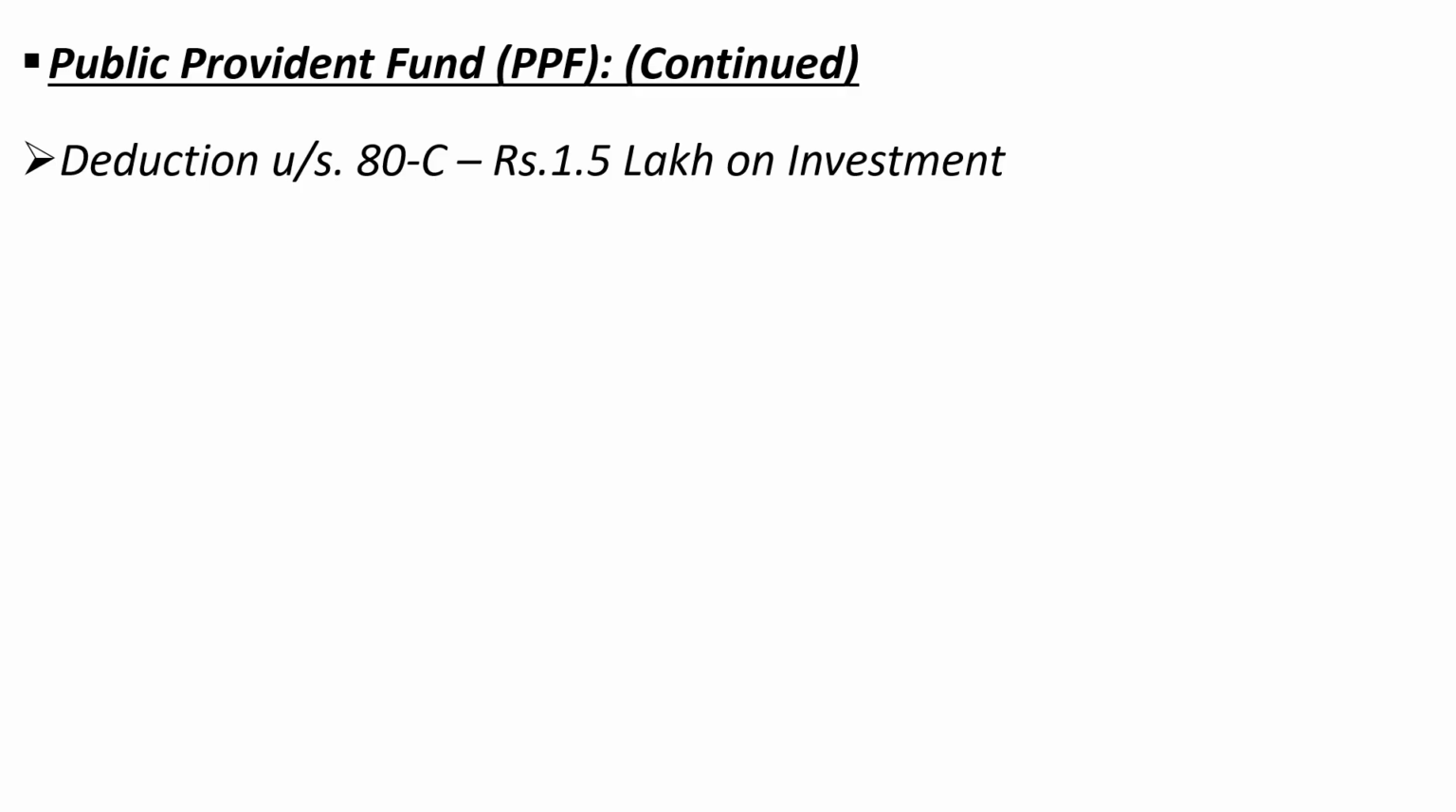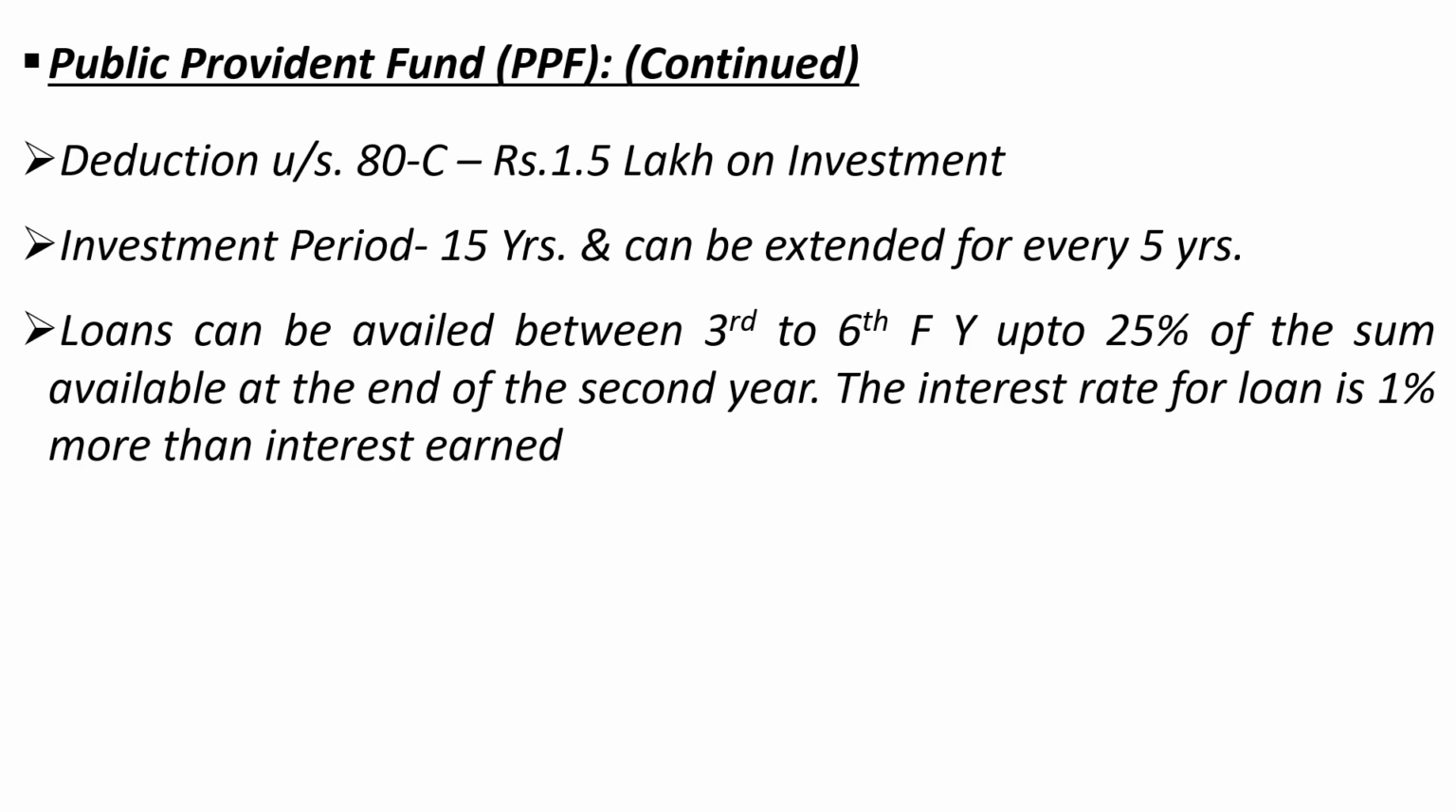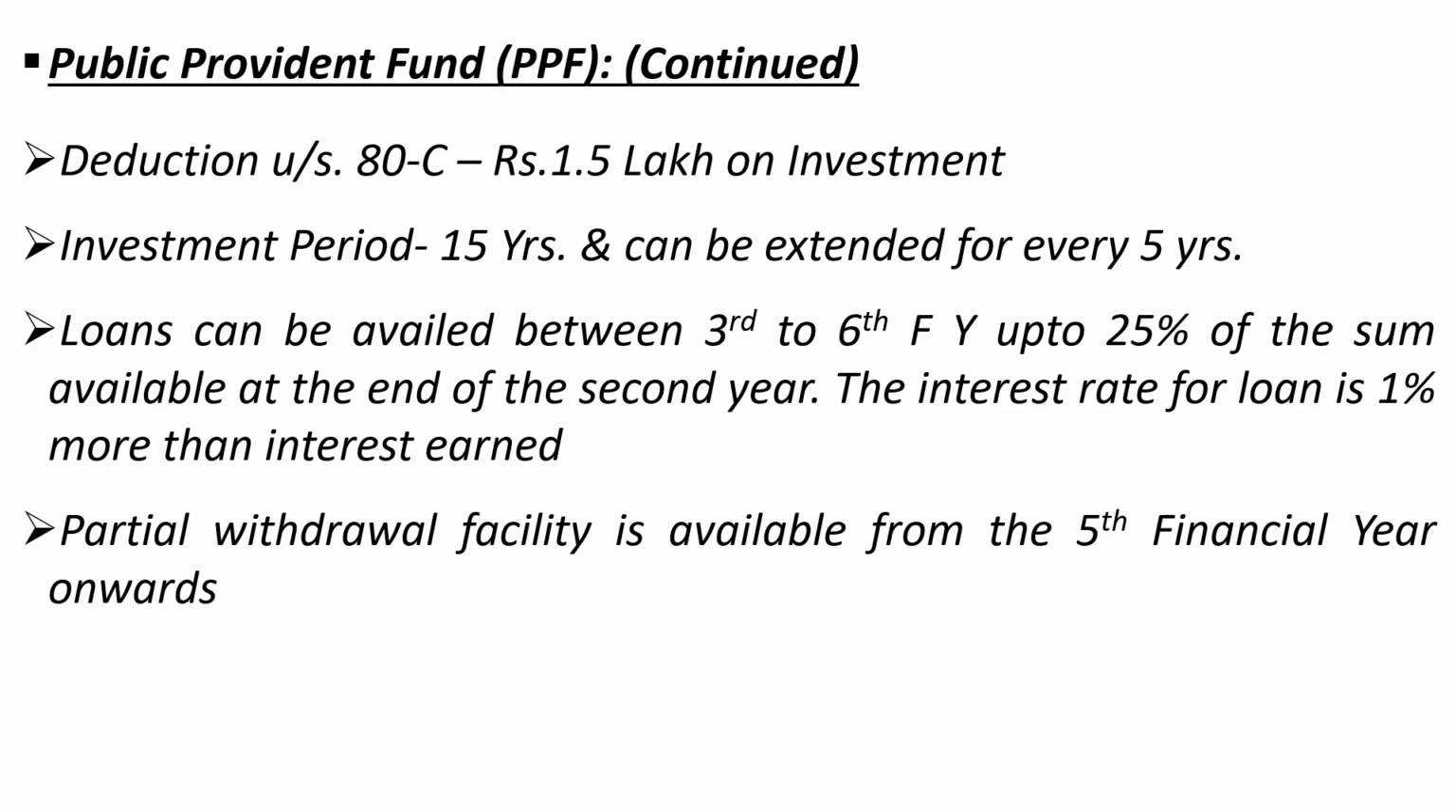Deduction under Section 80C of the income tax can be claimed up to rupees 1.5 lakh in the year of investment. Investment period is 15 years and can be extended for every 5 years continuously. Loans can be availed between the 3rd to 6th financial year up to 25% of the sum available at the end of the second year. The interest rate for the loan is 1% more than the interest paid or earned.